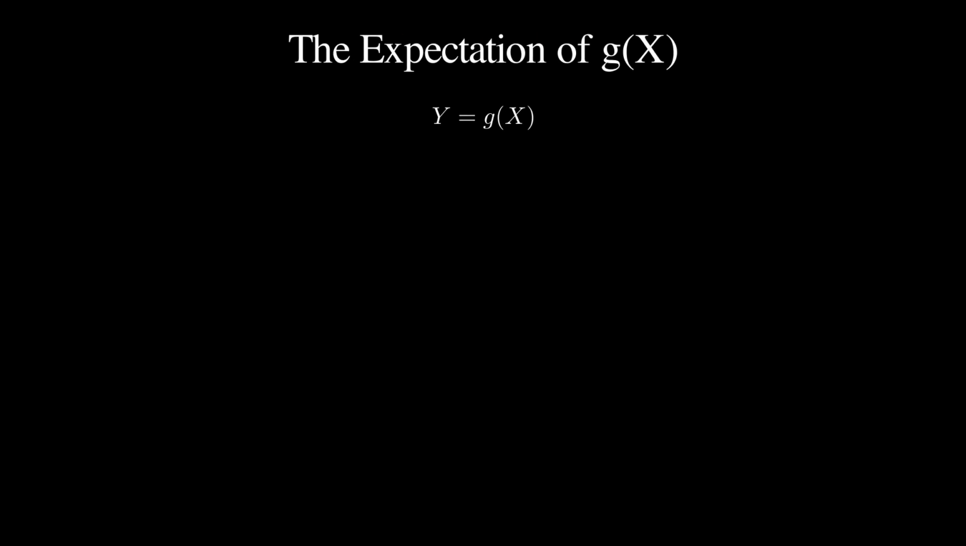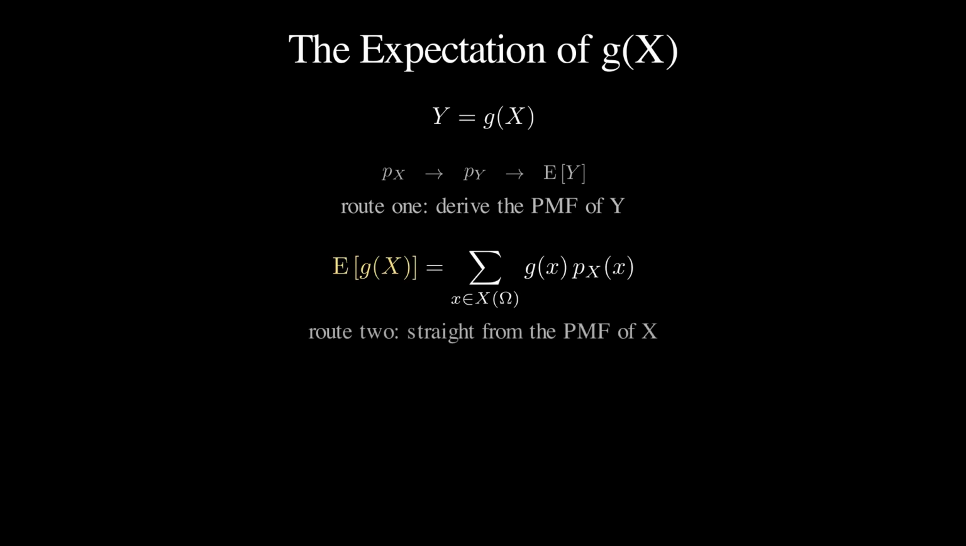Suppose Y equals g of X and we want its mean. We know one route already. Build the PMF of Y from pre-images, like last chapter, then apply the definition. That works, but there is a shortcut. The expectation of g of X can be computed straight from the PMF of X: sum g of x times p sub X of x over the range of X. Evaluate g on each value, weight by the original masses, add.